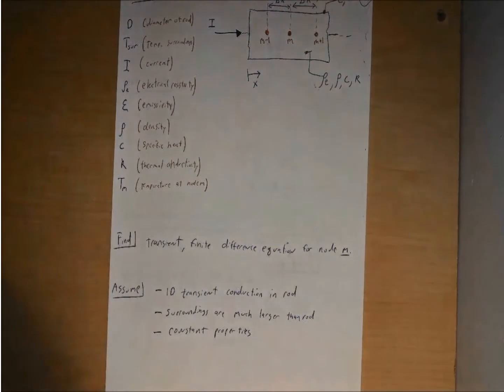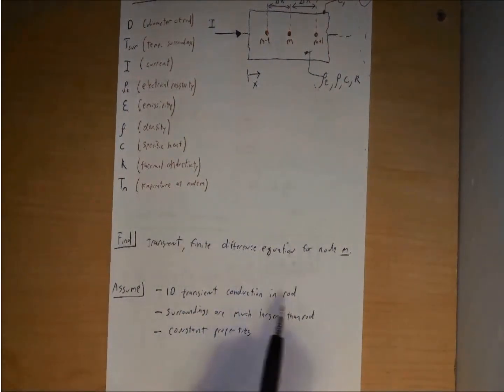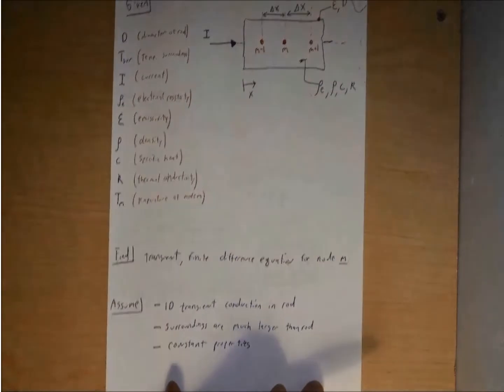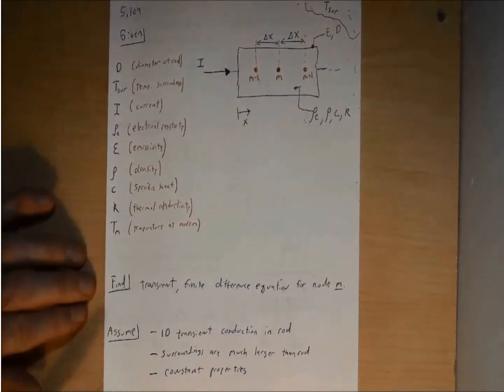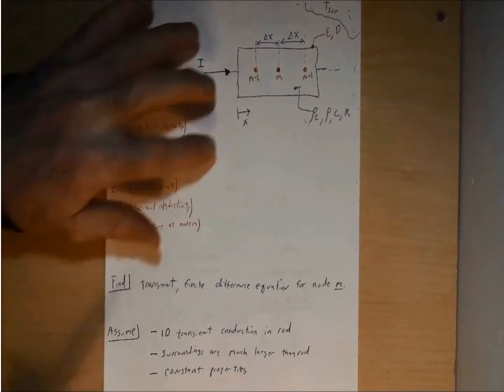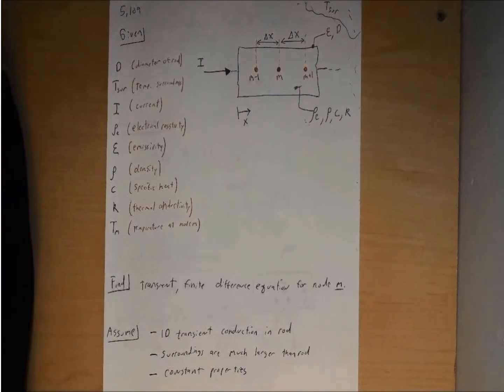So we're going to assume three different things here. First thing we're going to assume is 1D transient conduction in the rod. We're going to assume that surroundings are much larger than the rod, and we're also going to assume constant properties. So this gives us our first sheet where, again, we have all of our given information, what they're asking us to find, what our assumptions are, and our simplified given diagram. So we're going to reference back to this as we go through our solution to the problem.